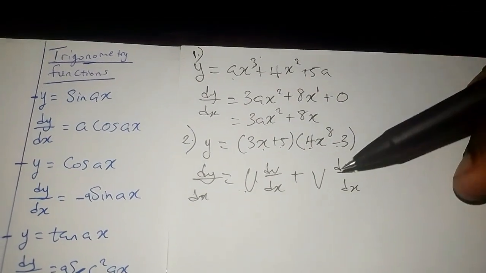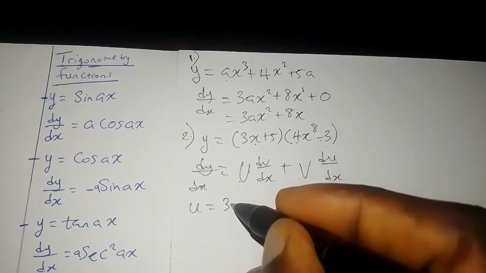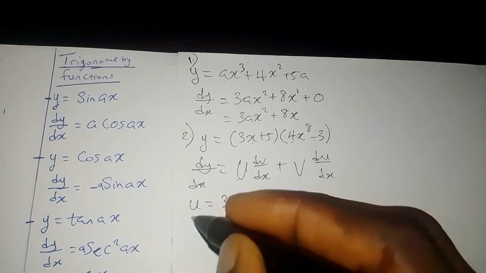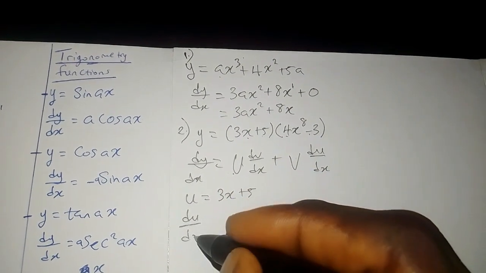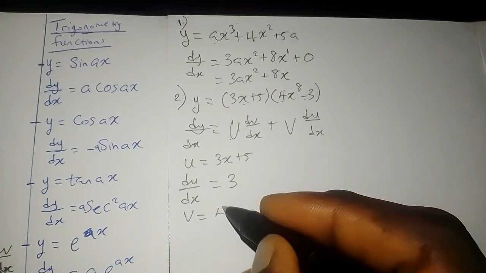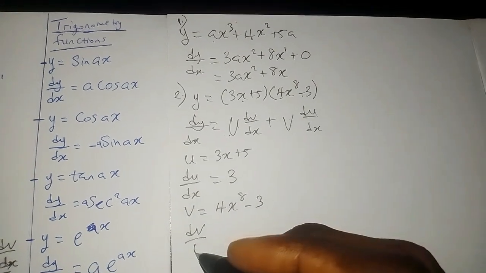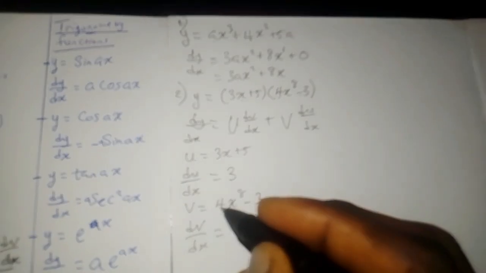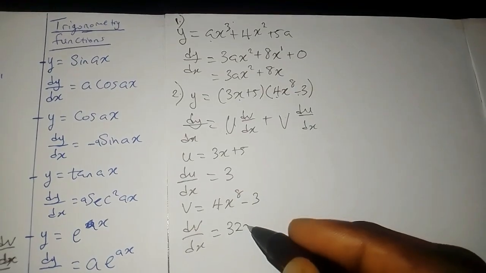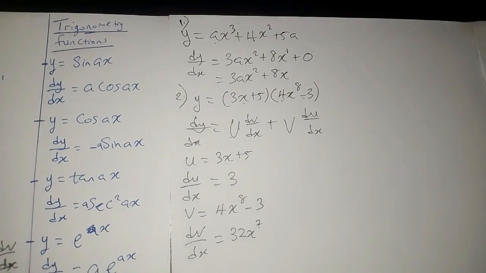Very simple. Then I can say my u is equals to 3x plus 5, then du/dx is equals to ordinary 3. Also my v is equals to 4x raised to power 8 minus 3. Then my dv/dx is equals to 8 times 4, that's 32x raised to power 8 minus 1, 7. The 3 is a constant, it will leave. So I think I'm done with this.